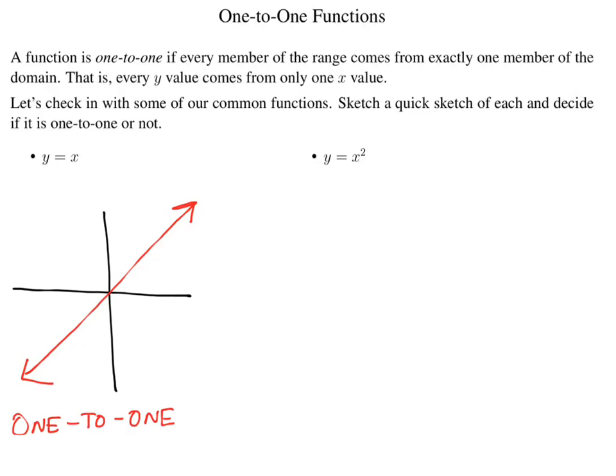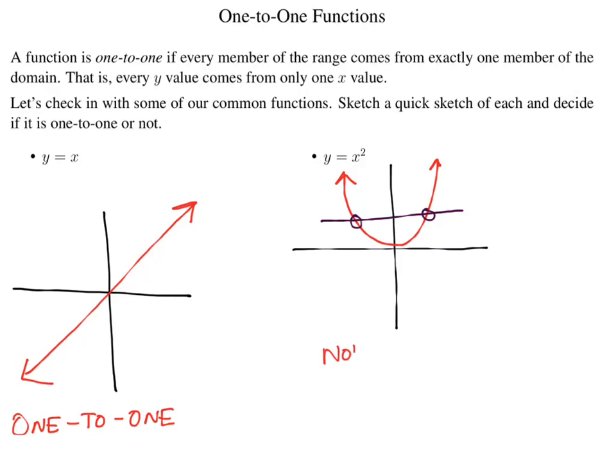Now, y equals x squared is our friend the parabola. Now this one, if you drew a horizontal line, boom, it hits it twice. Now yes, if you drew the horizontal line low enough, it wouldn't hit it at all. Then in one magic spot, it would hit it exactly once, I suppose, but stop being picky. Look, it hits it twice. Fails the horizontal line test, not one-to-one.